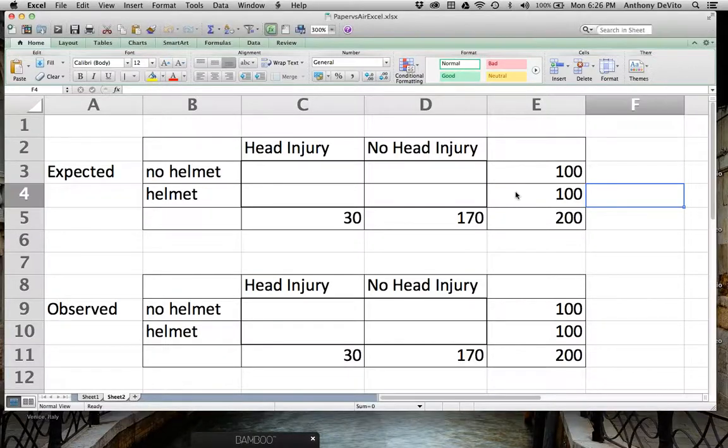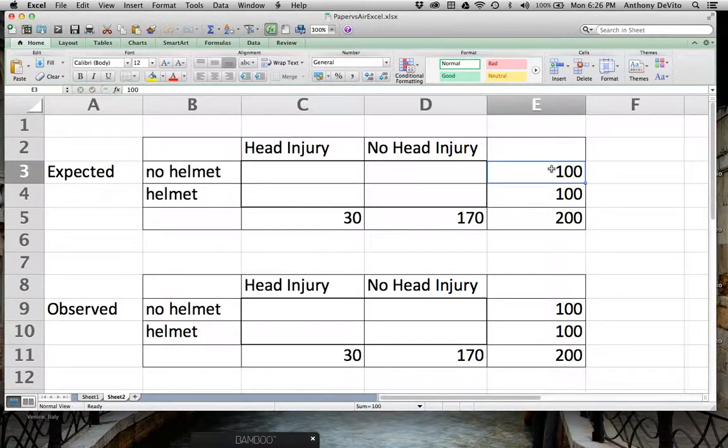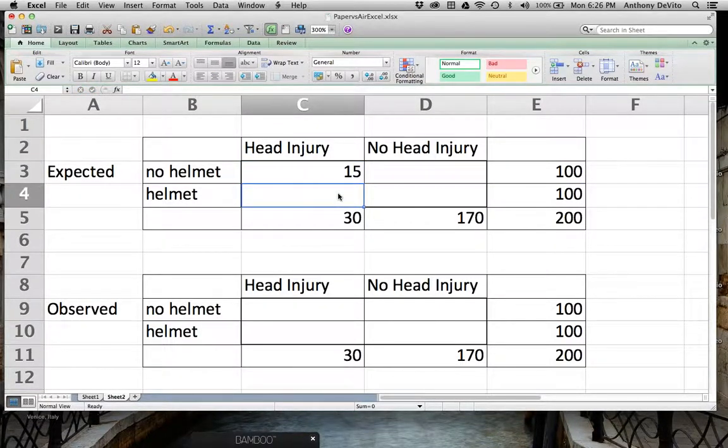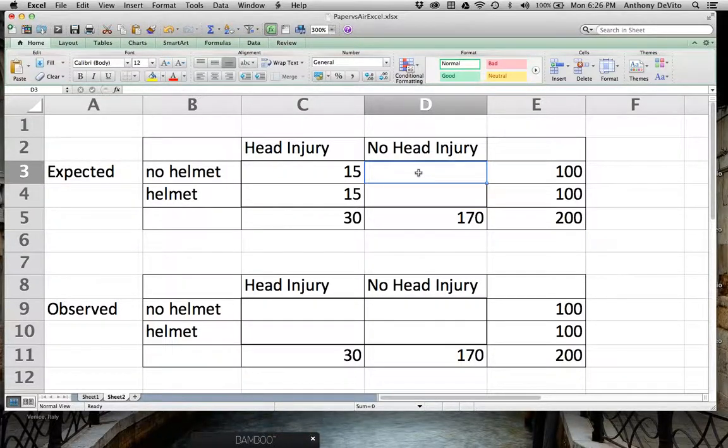Okay, so let's go back over this again. The rate at which people are getting head injuries overall is 15%. So the people that have no helmet on, we'd expect 15 out of those 100 people to get a head injury. Similarly, if they have a helmet on, we'd expect the same rate for those two groups. This is our expected number of head injuries.